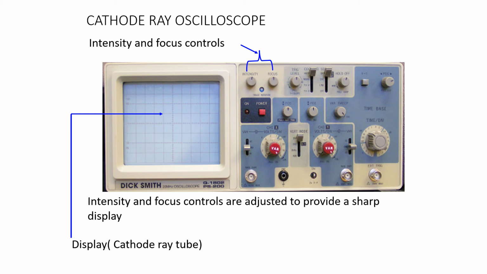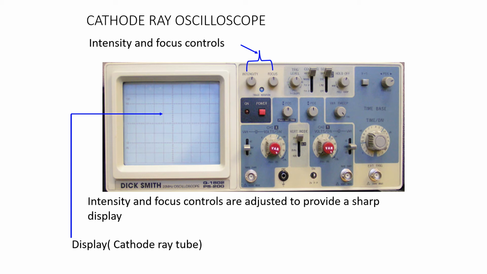X input. This is not a control knob, but it is another input of the CRO. When this switch is in external, the internal sawtooth is cut off and some external signal can be connected to the horizontal plates of the CRT. Next is Y input. This is the main input of the CRO. The signal observed on the screen is applied to this input.